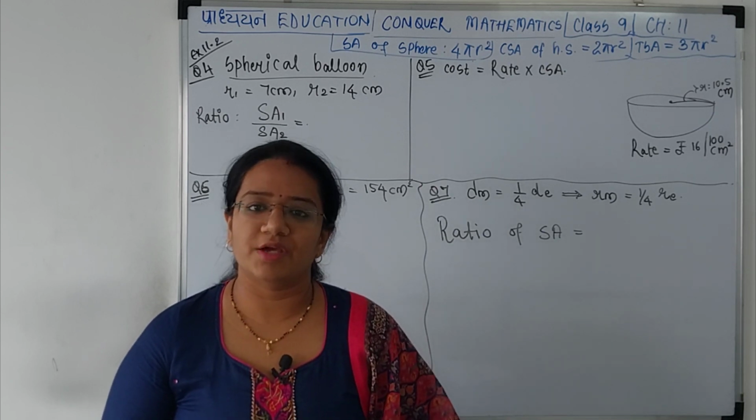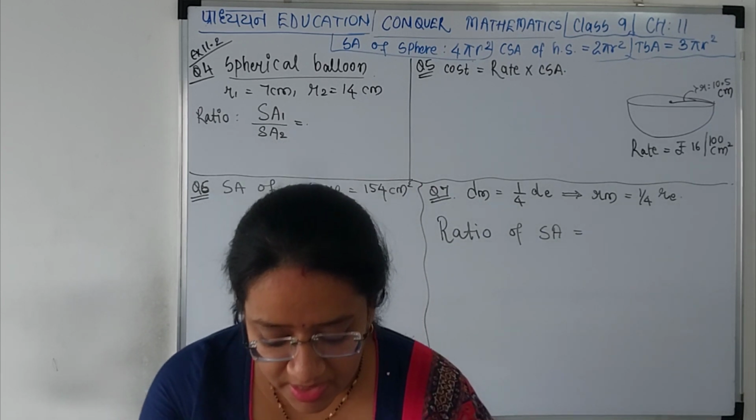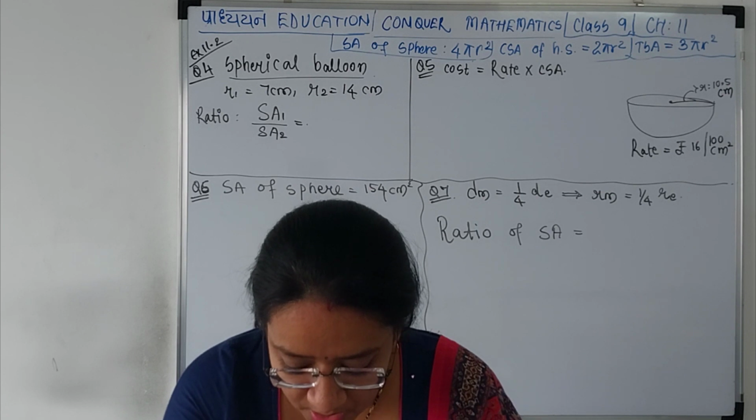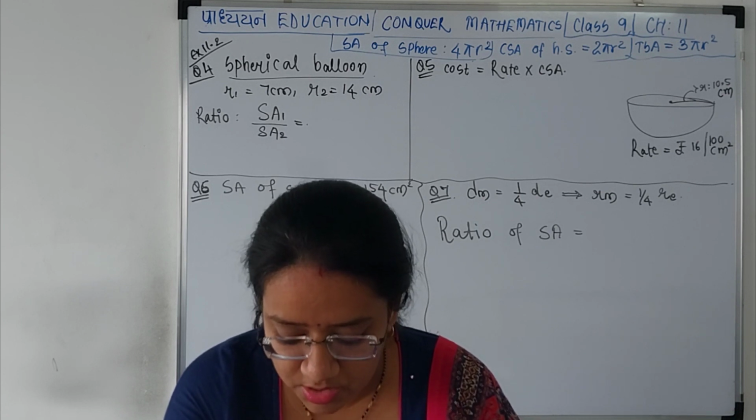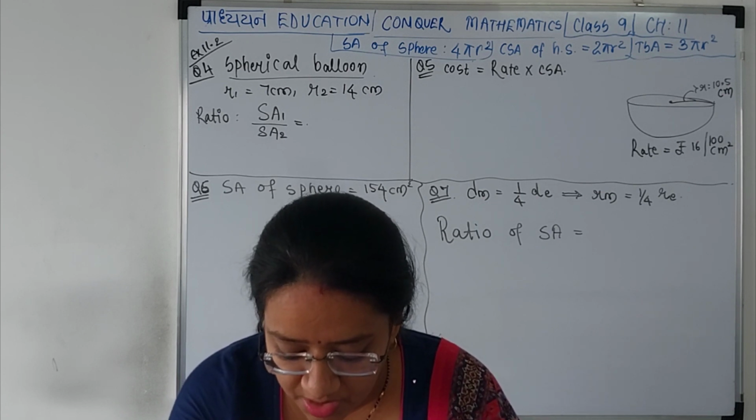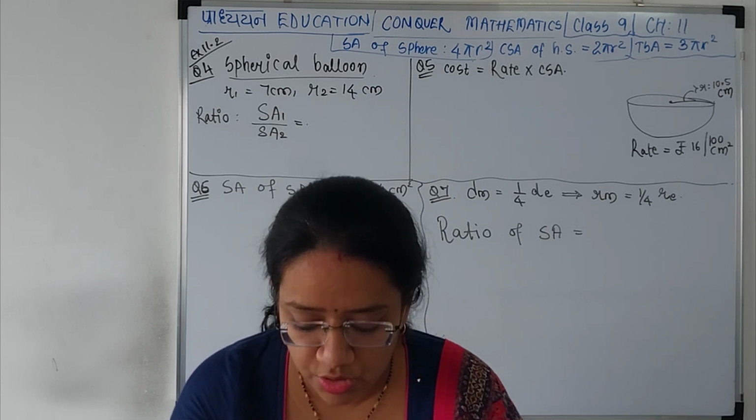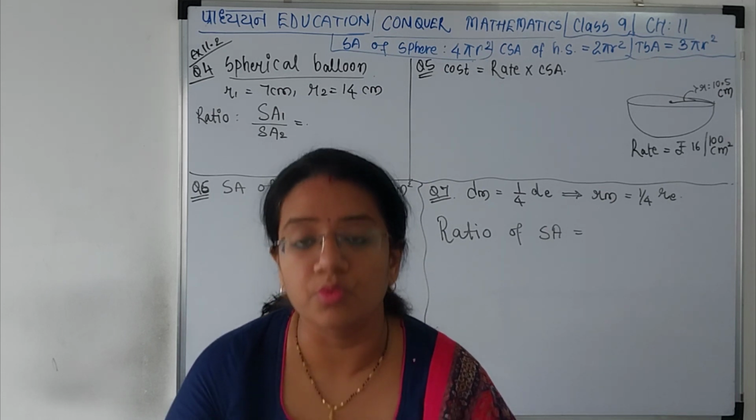Let's read and understand the question. The radius of a spherical balloon increases from 7 centimeters to 14 centimeters as air is being pumped into it. Find the ratio of surface areas of the balloon in the two cases.